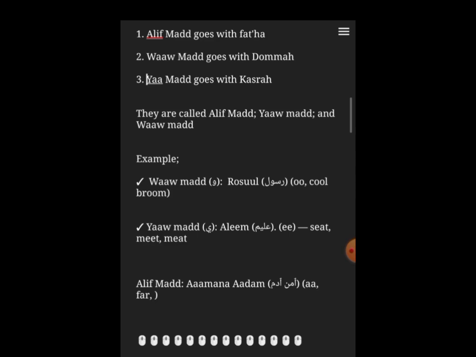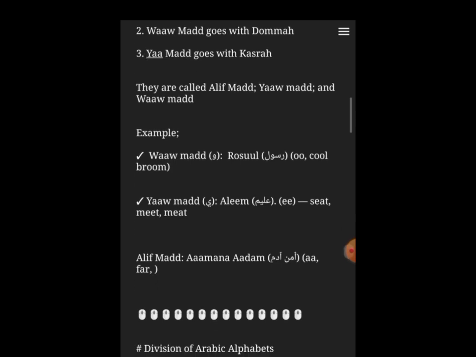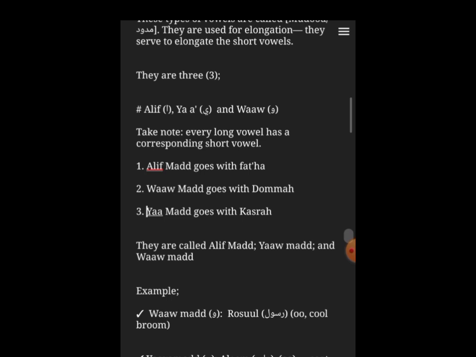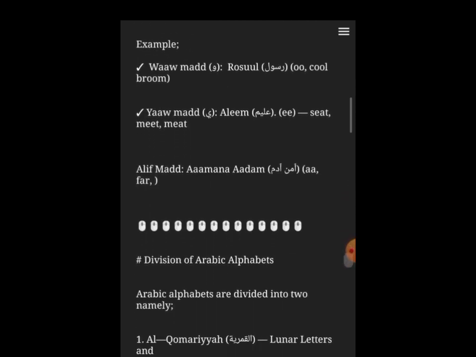All right. Now let's talk about the alif mat. The alif mat goes with a fatha. So let's look at these words here. Amana, Adam. So you see that this alif carries an alif mat. And that's why it sounds as in far. Adam, Amana. So this is all about the long vowels and their function.